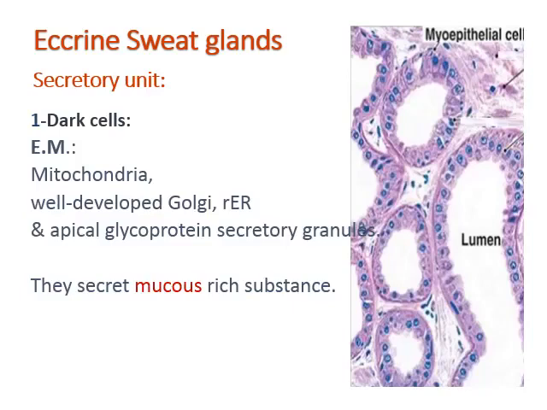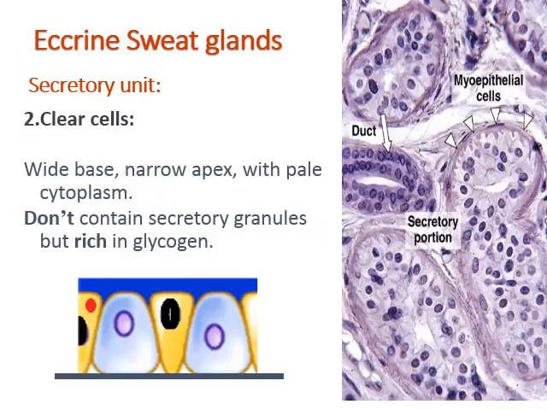By electron microscope, dark cells contain mitochondria, well-developed Golgi, and a lot of rough endoplasmic reticulum. They also contain secretory granules, which are glycoprotein in nature. These cells secrete mucus-rich substances.